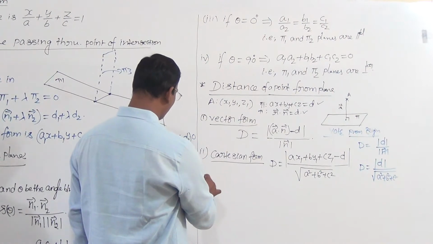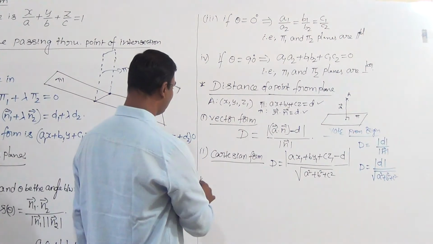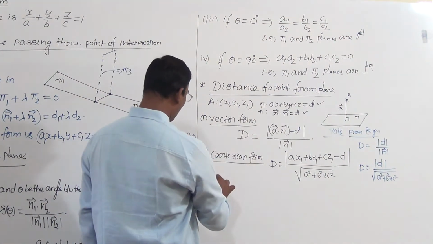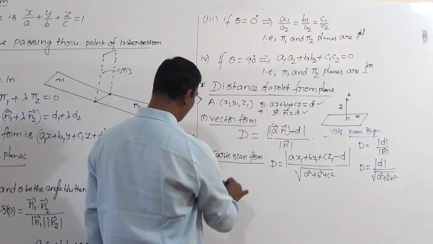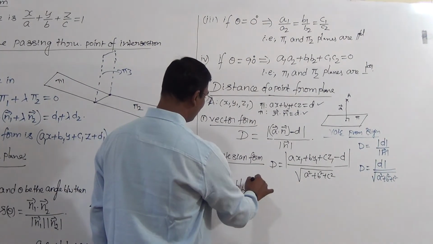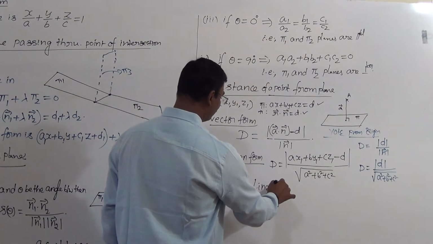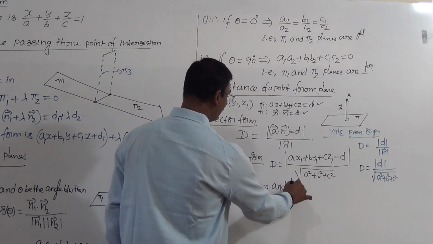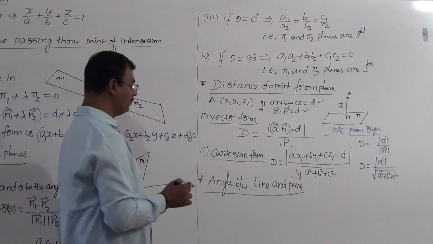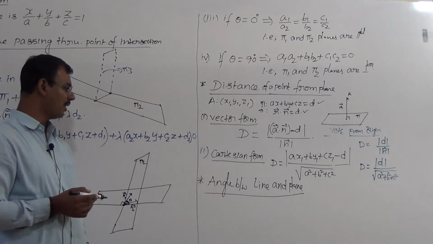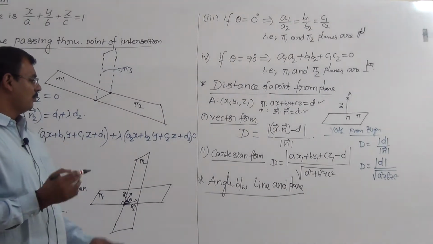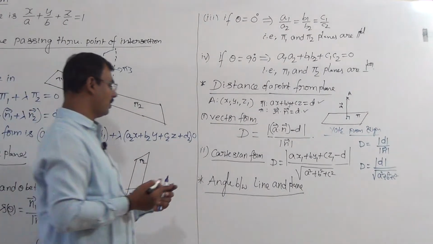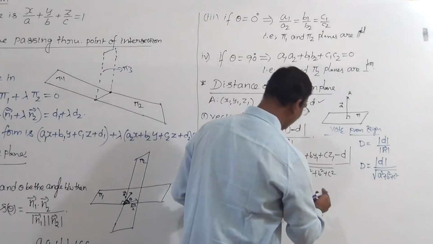And then the last point here is the angle between line and plane. From an entrance point of view, this is very, very important. In both vector and Cartesian form, he is asking for the angle between line and plane.